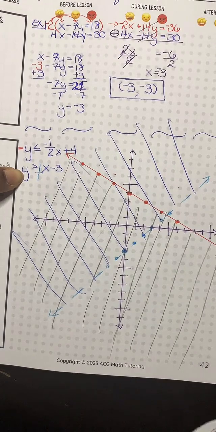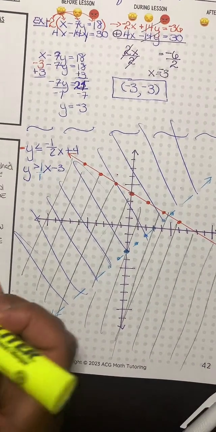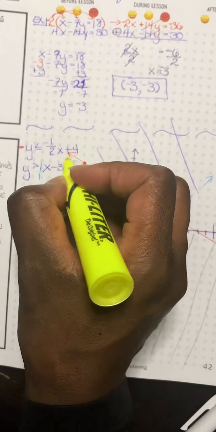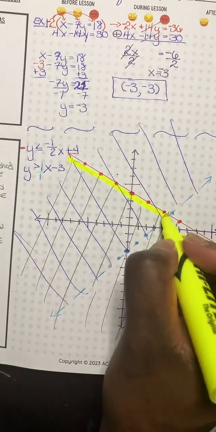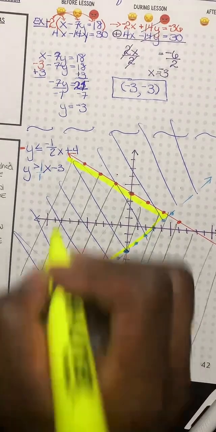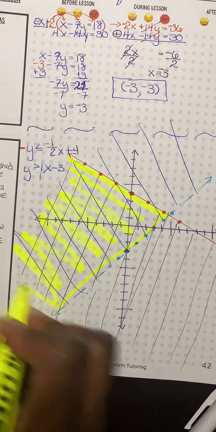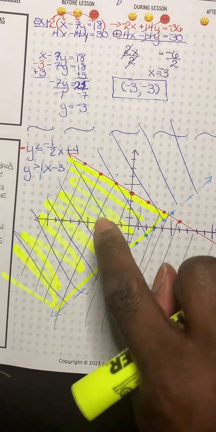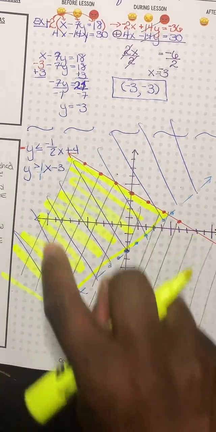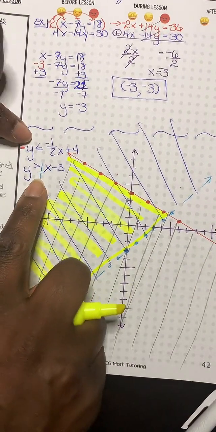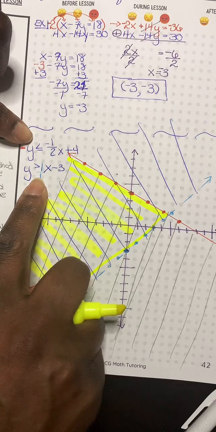Okay? So now, notice there's an overlap between here and here. This whole section. So that means any point in this shaded region where the shades overlap, that's where it's going to be the answer for both inequalities. Okay?